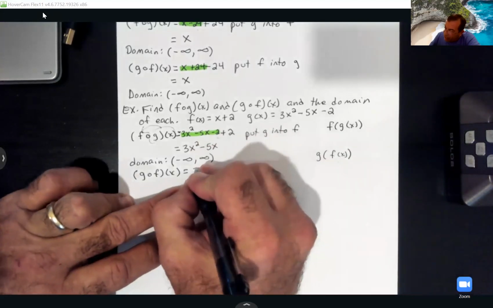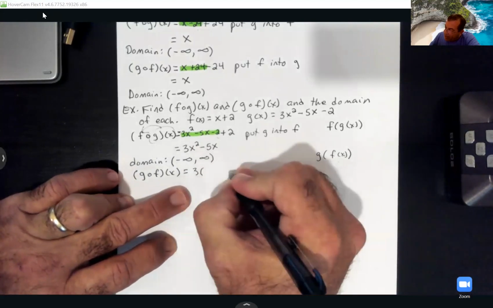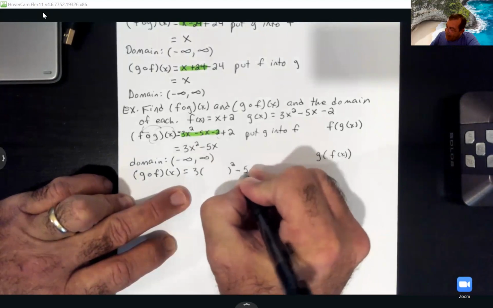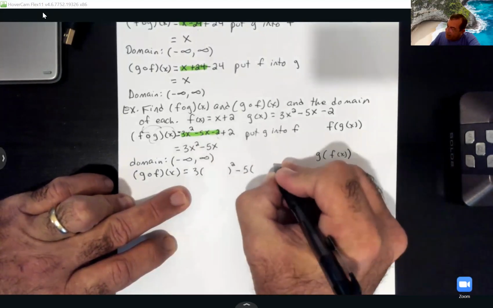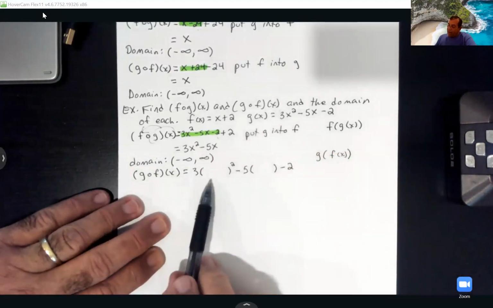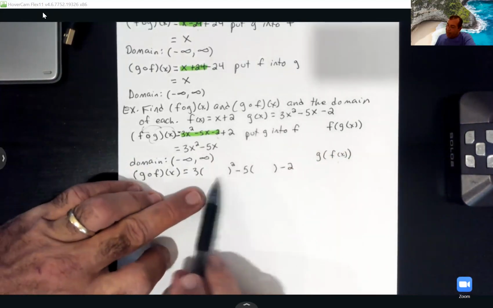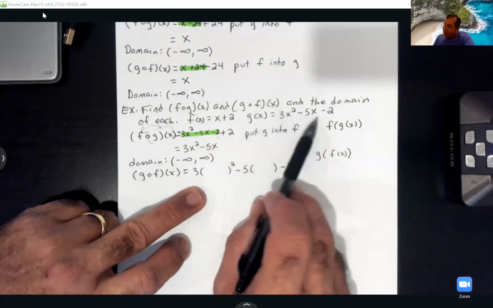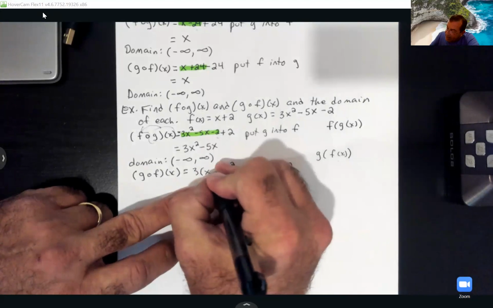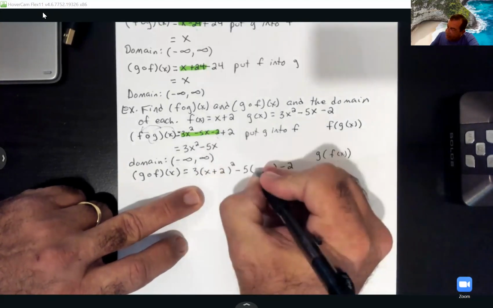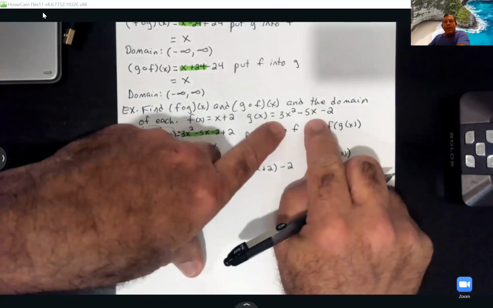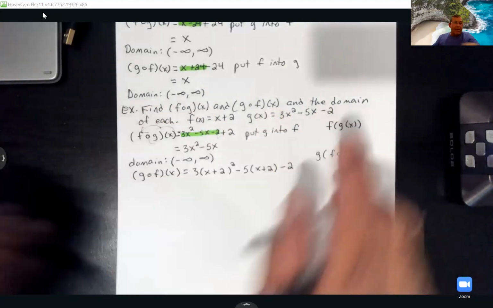But y'all look here. G is 3 times the x squared minus 5 times the x minus 2. Then remember, in place of these x's on the G, I'm putting the F of X, which is the x plus 2. And that x plus 2 has to go into both those x's, okay?